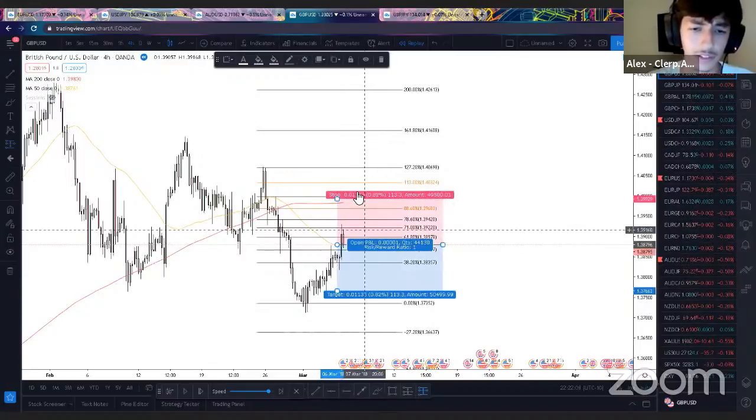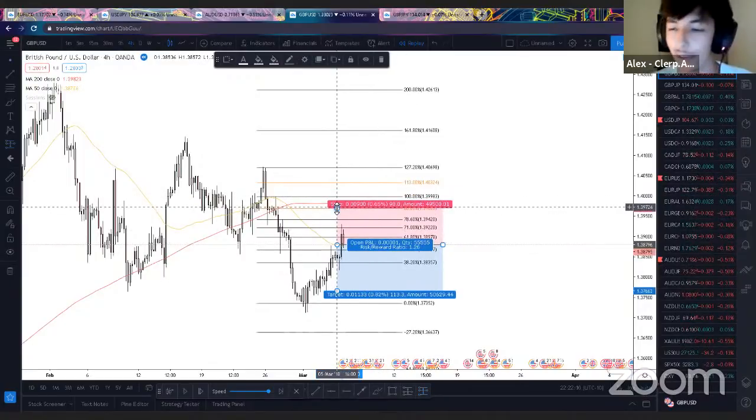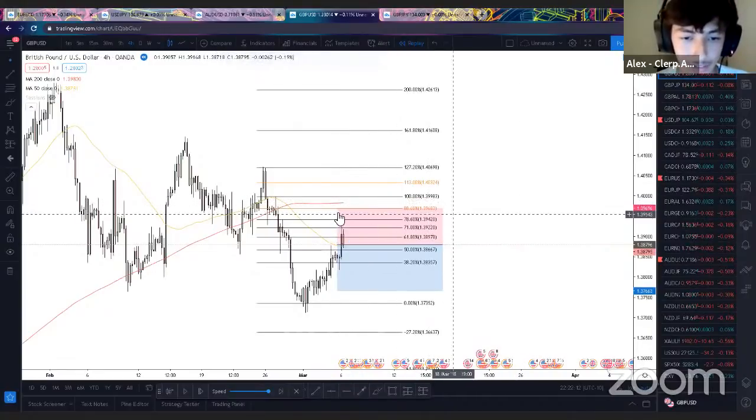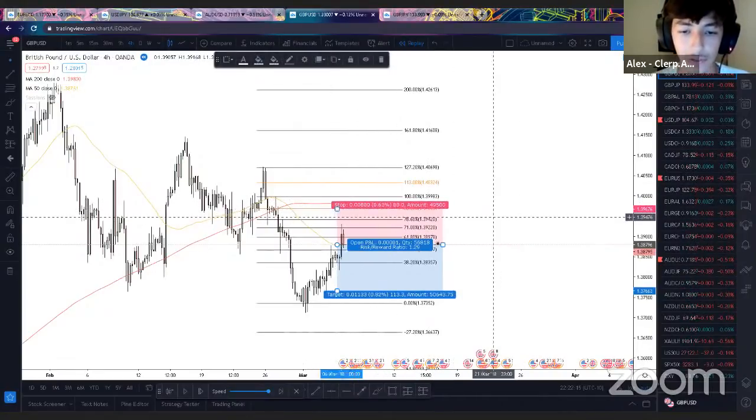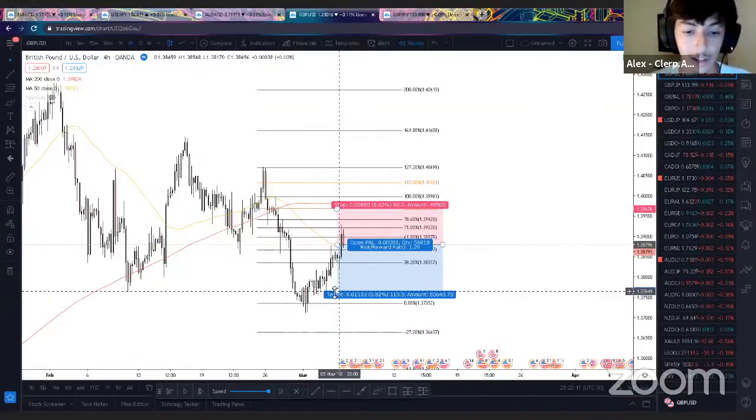But yeah, I just adapted this trading style, and although it looks like it's a little rough, it works pretty well mixed with risk management and other things like that.